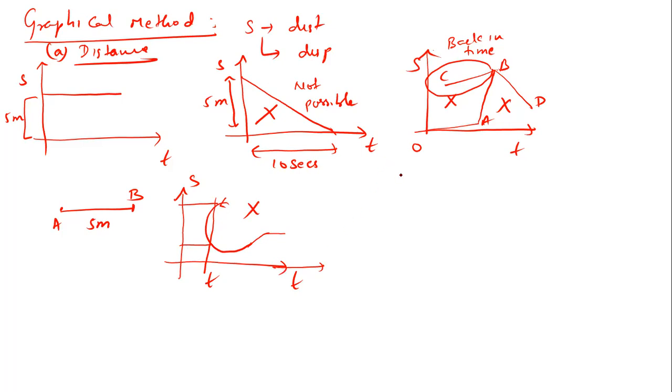Now let me give you one example. I have been giving you graphs and asking you for situations. Now let me give you a situation and then ask you to draw a graph. A pendulum is oscillating. How do you draw a distance time graph for the pendulum's bob?